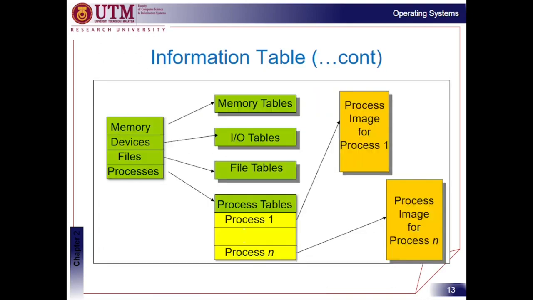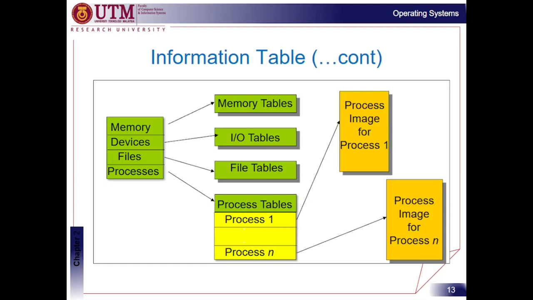This slide shows how the operating system manages different types of information using tables. Each table contains information about a specific resource or entity, such as memory, devices, files, or processes. Memory tables keep track of the allocation and usage of the main memory and the secondary memory. They store information such as the base address, limit address, and protection bits for each memory segment.